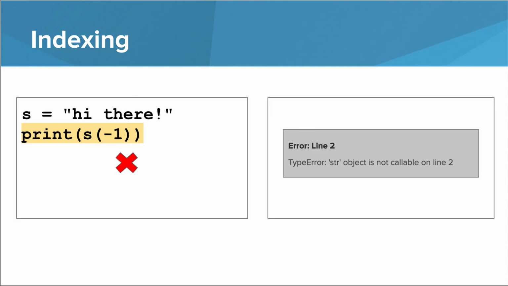The error says str object is not callable, and this is because Python thinks you're trying to treat the string like a function call. You should also be aware of using an index that isn't actually in the acceptable range of indices for the string. In this case, the string has 9 characters, but since we start at 0, the biggest possible index is 8. Thus, an index of 9 is out of range, which causes an error.